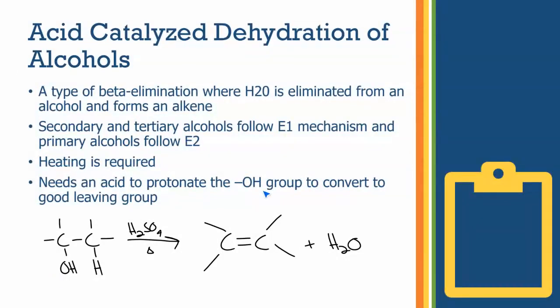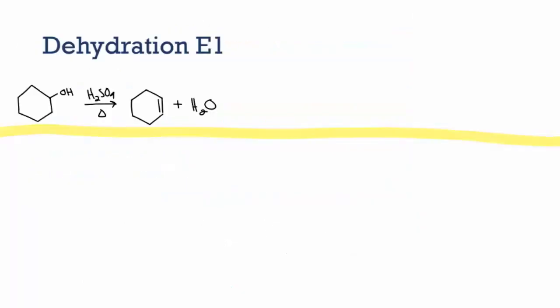That's not part of the elimination mechanism. You just need to make a good leaving group for the elimination to happen. I'm pretty sure this is the one you did in lab. So we've done this mechanism before. You have sulfuric acid, which is more or less just a proton. Your first step is going to be to protonate the OH group, so a lone pair of electrons on oxygen will take your hydrogen.